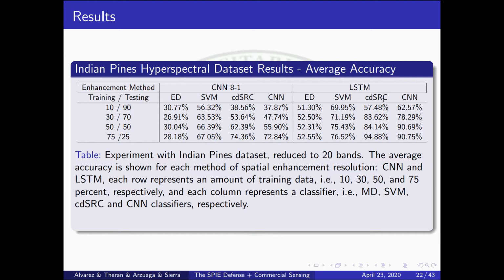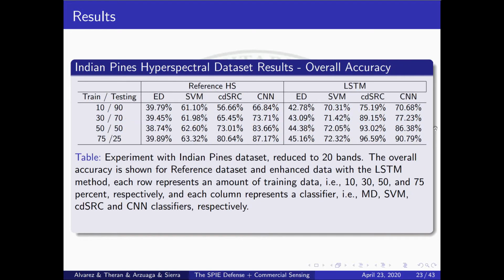Comparing now the average accuracy, it's the same behavior. For example, if you take 30%, you pass from 47 to 88, more than 30%. Now, if you compare with the reference image, the long short-term memory has better results. This happens because the hyperspectral cube generated by the long short-term memory contains spatial details that were enhanced by the network.